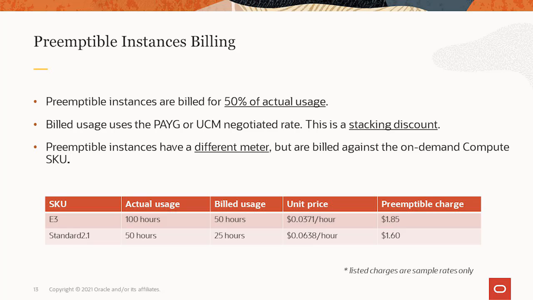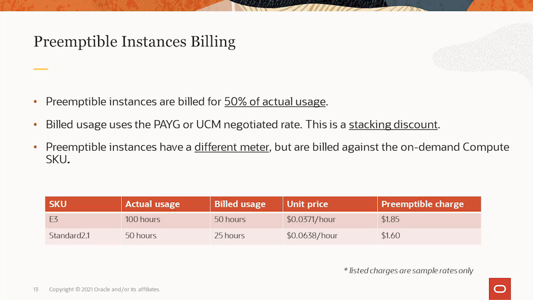So let's talk about billing. Preemptibles, I mentioned, are billed at 50% reduced cost. The mechanism for that is not actually a direct unit price reduction. The way we do this is we actually reduce the amount of usage we bill you for by 50%. And that makes it easy for this to be a stacking discount because all your existing discount structures apply to what you're charged.